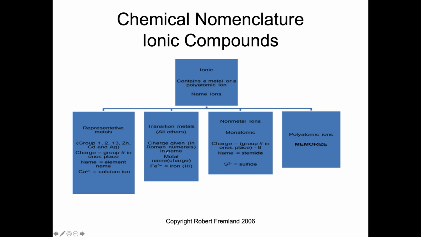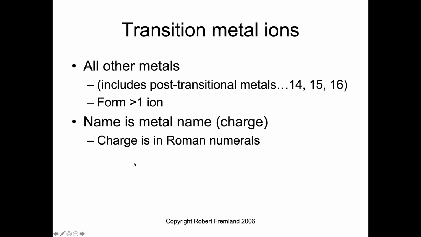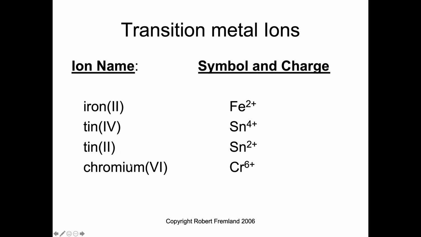All right, now the transition metals are tricky because if you recall, they form more than one ion. So you have to come up with the charge, right? Because the charge is going to be in Roman numerals. So you're going to have to say iron 3 or cobalt 2 or molybdenum 6 or something like that. So how are you going to figure out the charge? All right, this is the nomenclature piece.